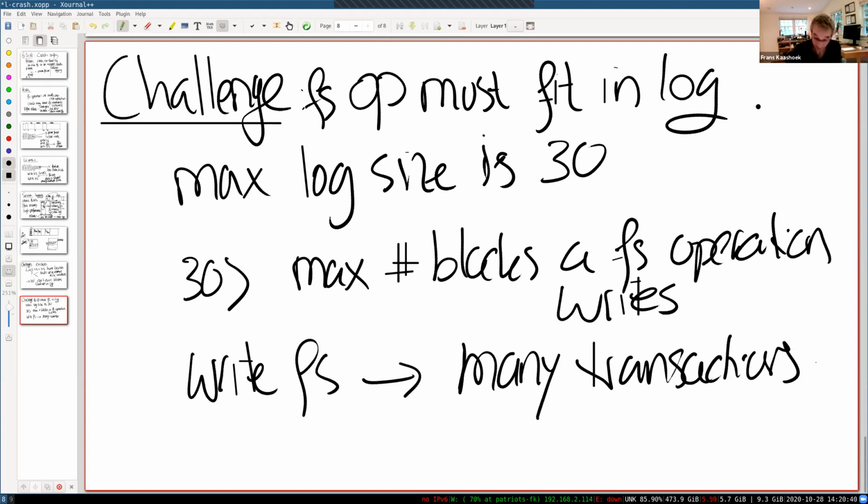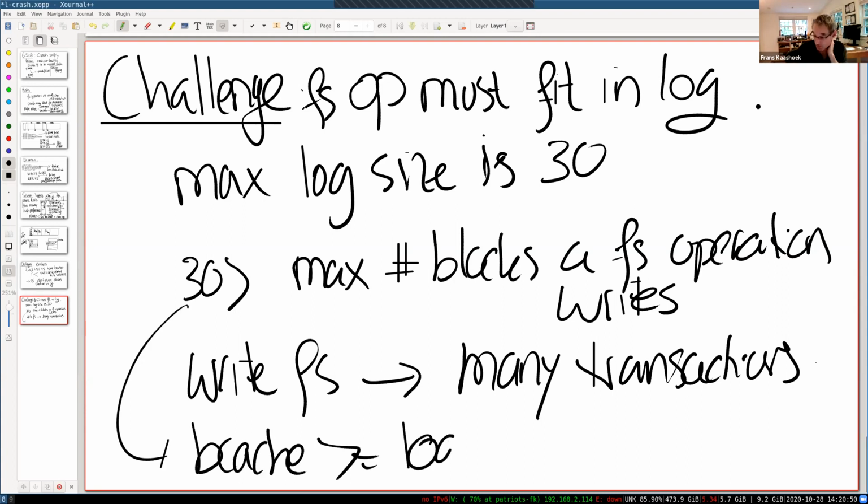Any questions about this? And note, because things are pinned correctly in the cache, that means also that the block cache must be bigger than or equal to the log size.